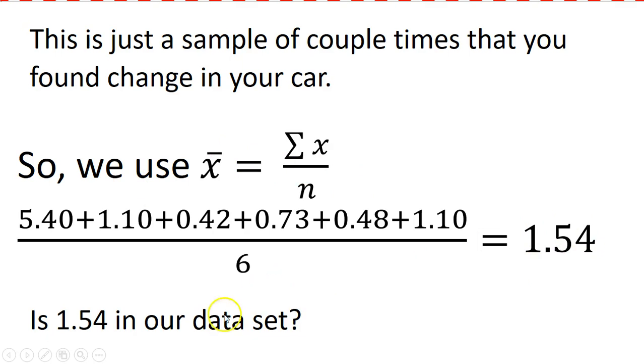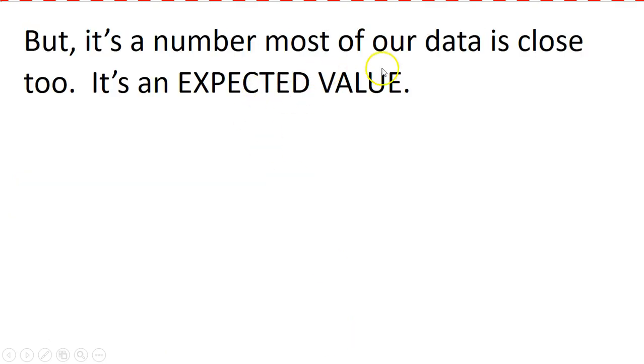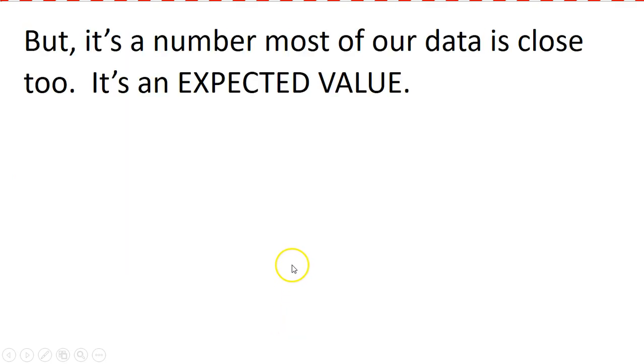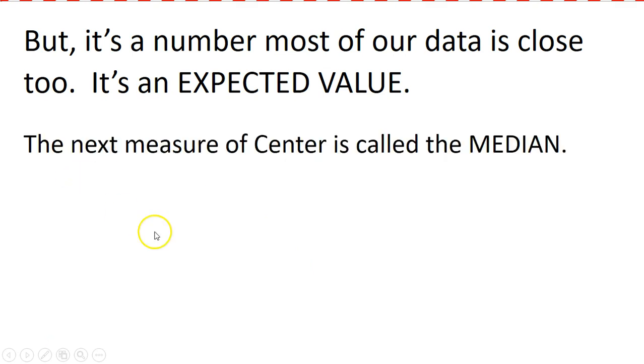Now, is $1.54 in our data set? The answer is no. I don't see that number anywhere in my data set. But it's a number most of our data is close to. It is our expected value. That's key. This is way too much. These are way too little, but those are kind of around there, so they average it out, basically. It's what you expect to find each time.